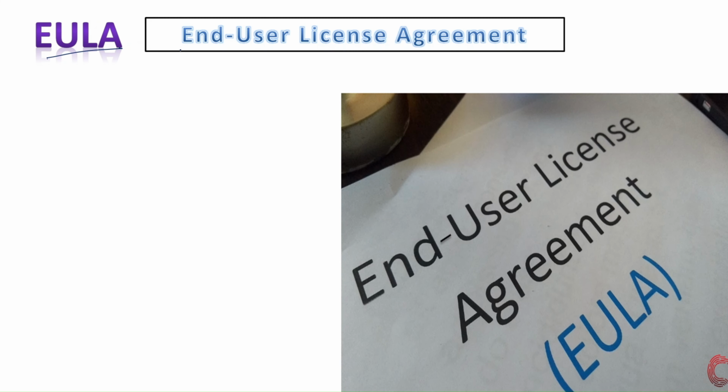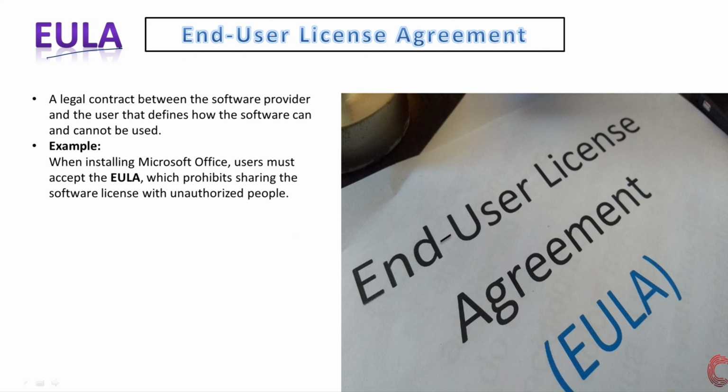EULA, that is End User License Agreement. It is a legal contract between the software provider and the user that defines how the software can and cannot be used. For example, when installing Microsoft Office, users must accept the EULA, which prohibits sharing the software license with unauthorized people.